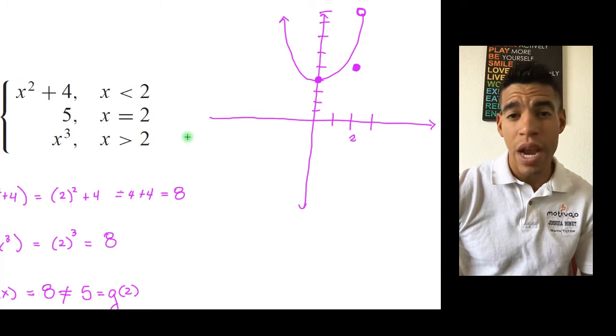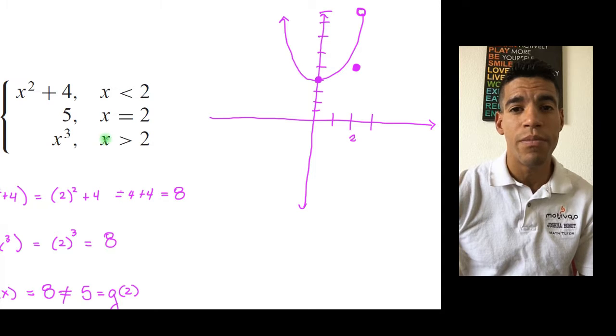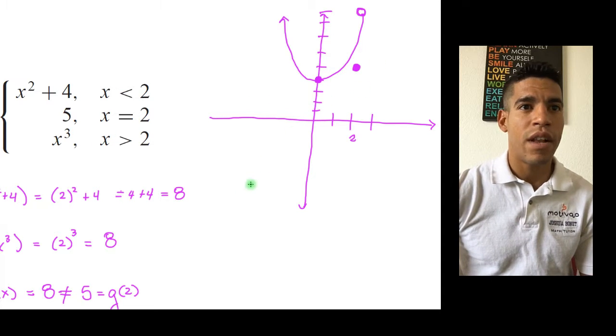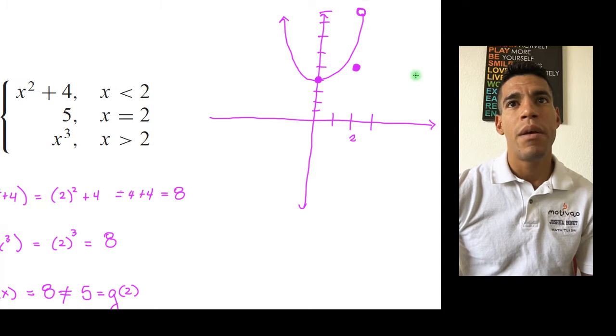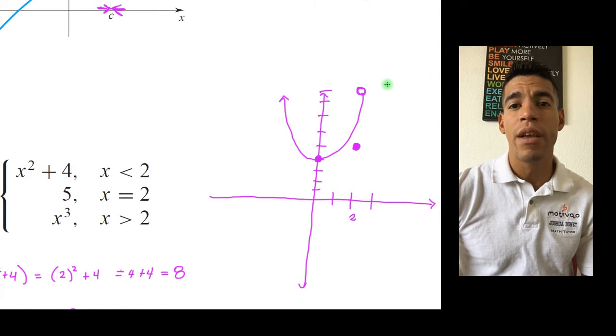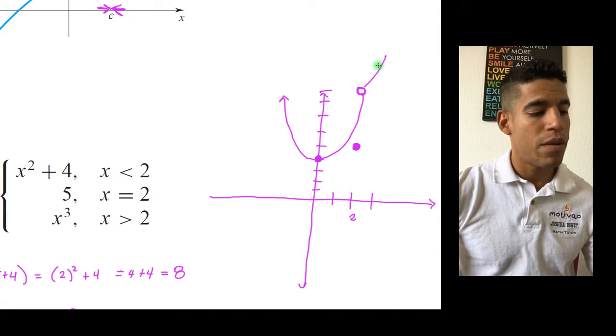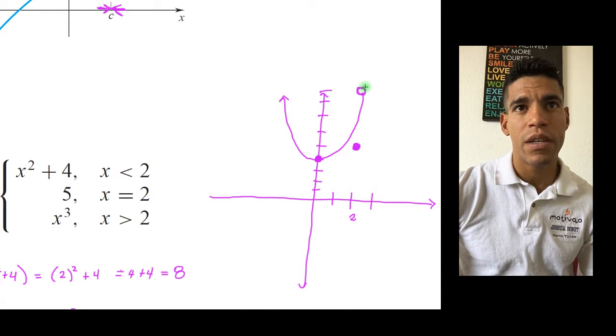Then it says for x greater than 2 it is x cubed. So how does x cubed look? It's like an S shape, right? But it's for values only greater than 2. So it's going to land something like this. Well, maybe not that curved. Something like that. Okay?